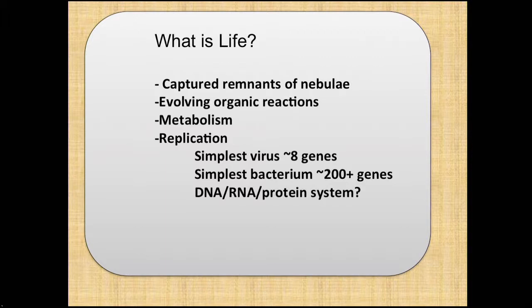The simplest viri have around 8 genes. The simplest bacteria have around 200. Of course, we have 30,000, 30 million, 30,000, right? 30 million, yeah, 30 million.